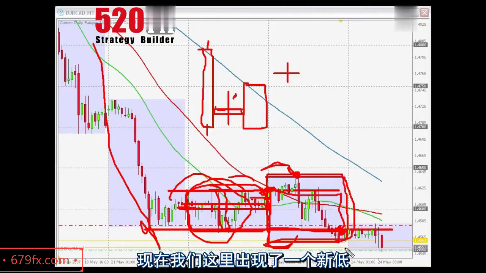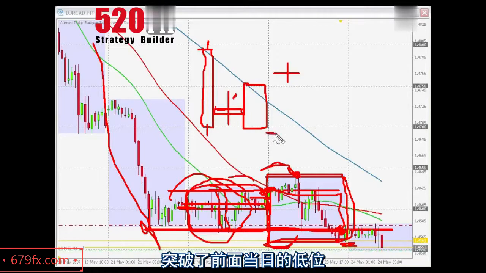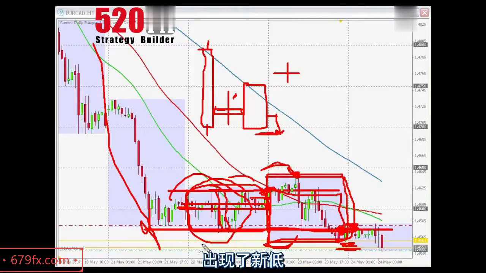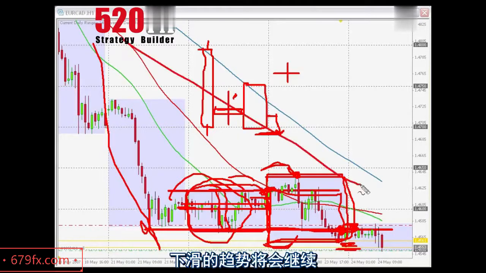And now we've just made a new low. We've just broken below yesterday's low. We opened right there, and we've just tipped below, making new lows for the day, new lows for the downtrend. Therefore, my understanding is that the down move will continue pushing down in the direction of the moving averages.